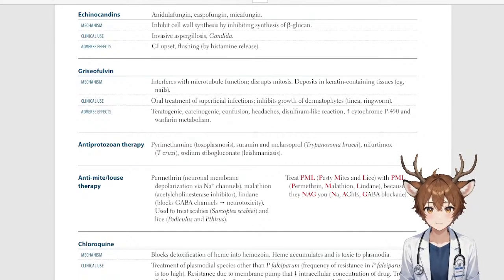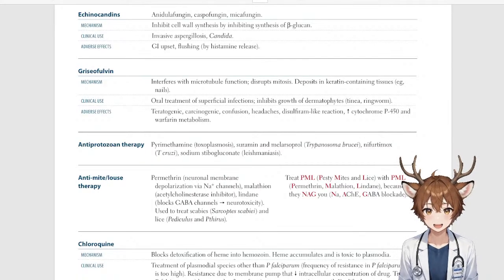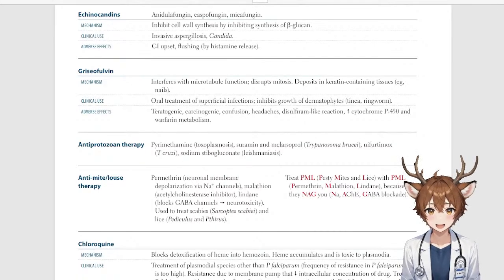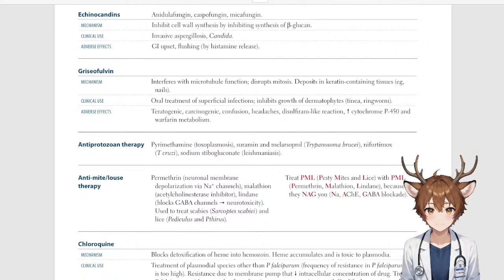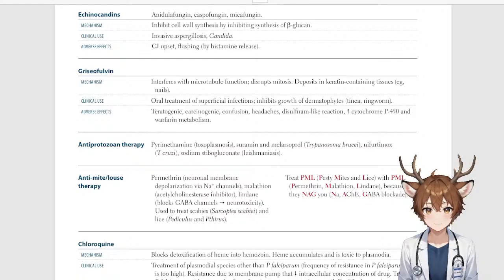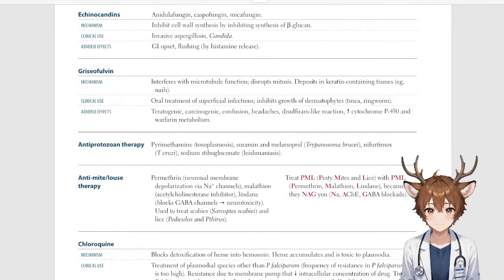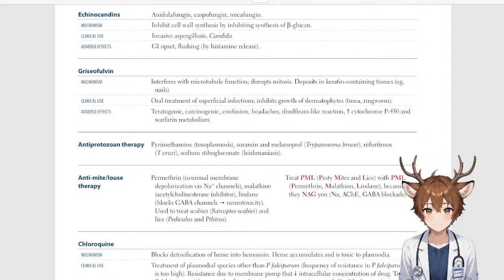Anti-mite/louse therapy: permethrin, malathion (an acetylcholinesterase inhibitor), topical or oral ivermectin. Used to treat scabies, Sarcoptes scabiei, and lice, Pediculus and Pthirus. Okay. What about chloroquine?